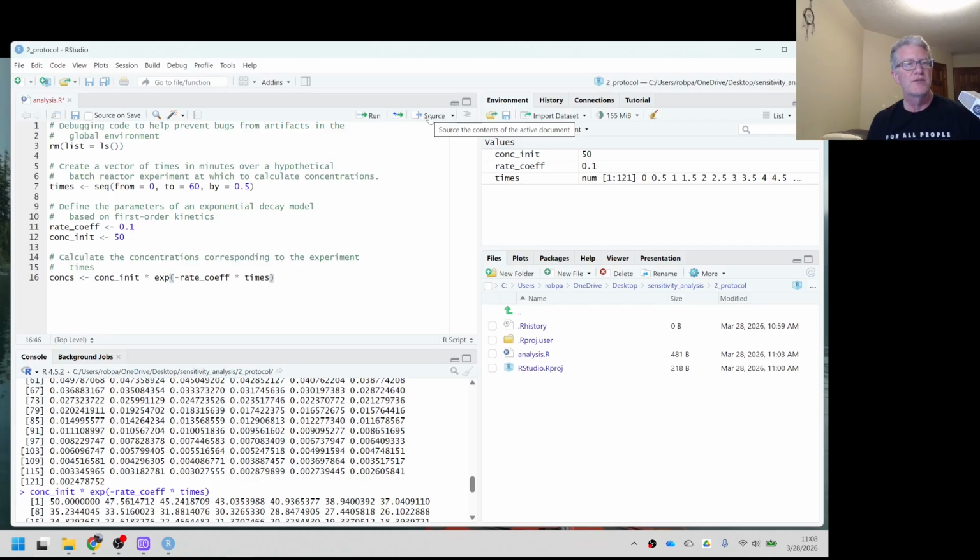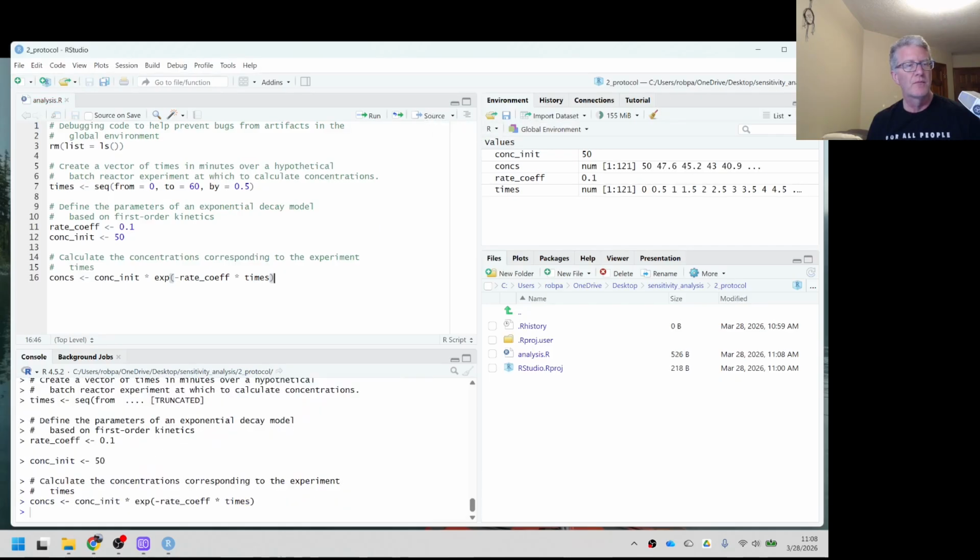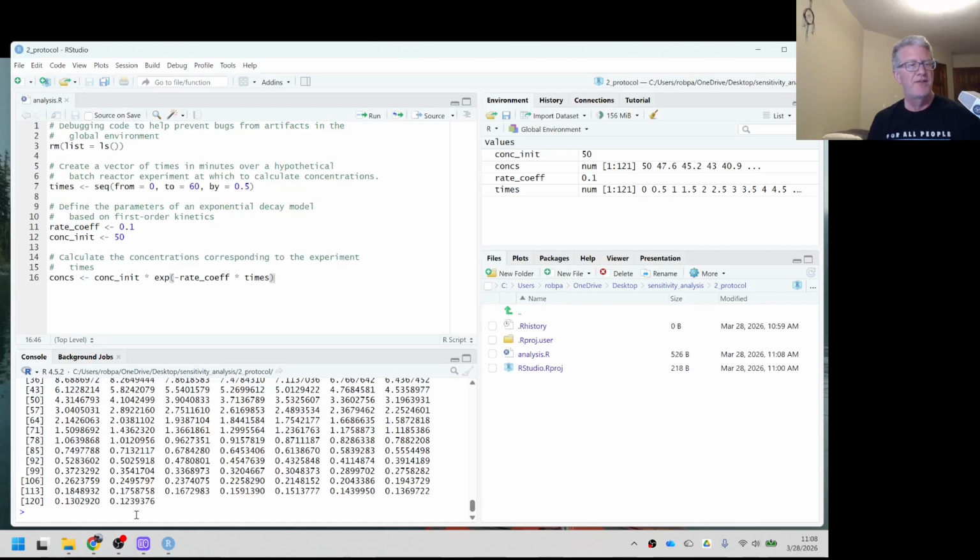If I run this whole script again, you will see that the consts have those values. So I now have a new vector that has that calculation of the exponential decay, and I have the concentrations of reactants corresponding to each of these times that I created.